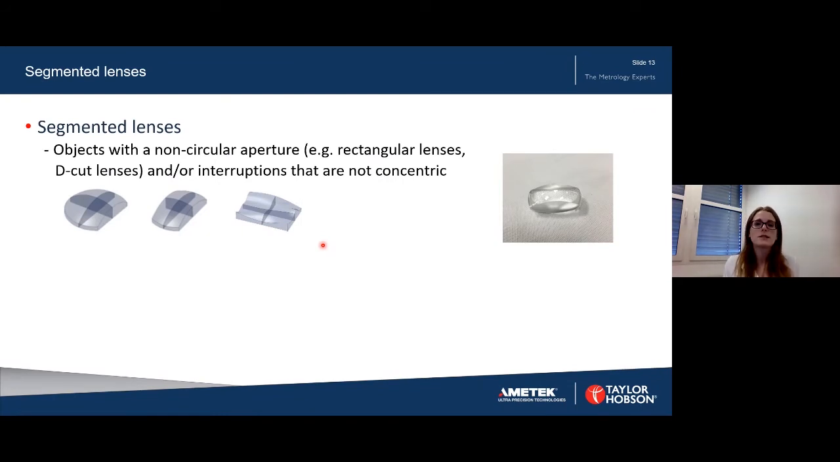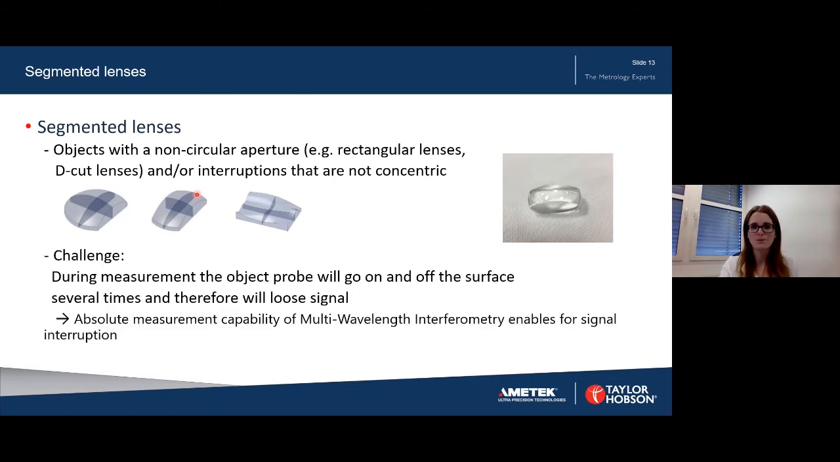Next topic, the segmented lenses. So the difference between the annular module and the segmented module is that for the annular module, we're going off the surface once and we're going on the surface once. Segmented lenses for us are objects with a non-circular aperture, as you can see here, D-cut shape or rectangular lenses. And it might also be that there are just interruptions on the surface that are not concentric, like a hole on the side or several holes. So anything like this we call a segmented lens. And it doesn't matter if it's a freeform or it's an Asphere. The module works for both.